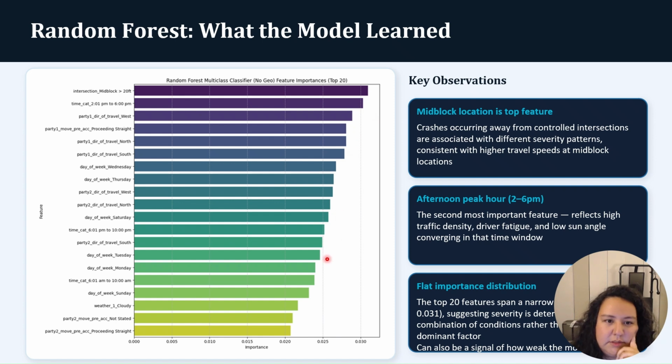One thing that's notable is that the feature importances are pretty flat, like they all look very similar. This could suggest that crash severity is really very multi-causal with no single dominant driver, but it can also be an artifact of this model being weak and not very good at predicting the different classes. In this case, I think both are partly true.